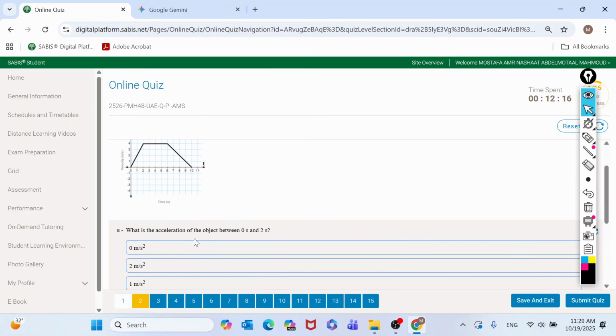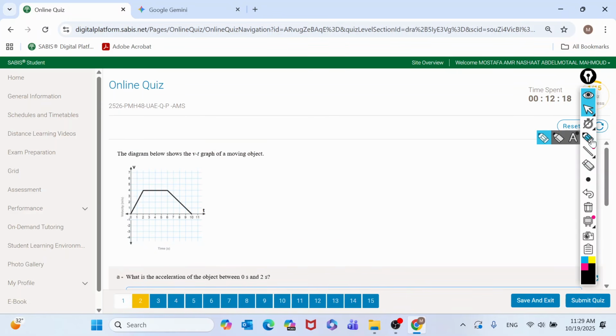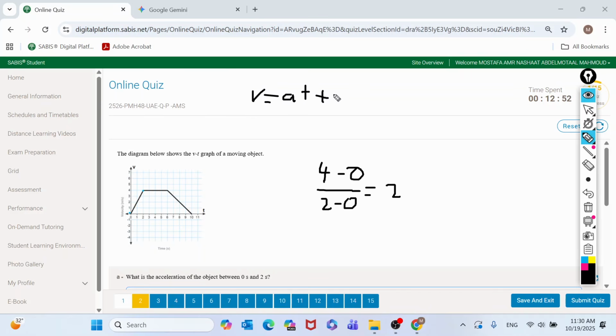Okay, the acceleration of the particle between 0 seconds and 2 seconds. So here you just find the slope of the Vt graph. So from here to here. So the slope of the Vt graph. So V final 4 minus V initial 0 over 2 minus 0 is gonna equal 2. Also you can use V equals AT plus V0.